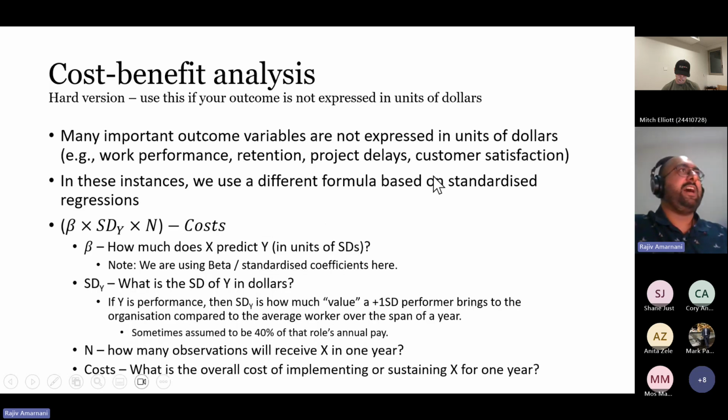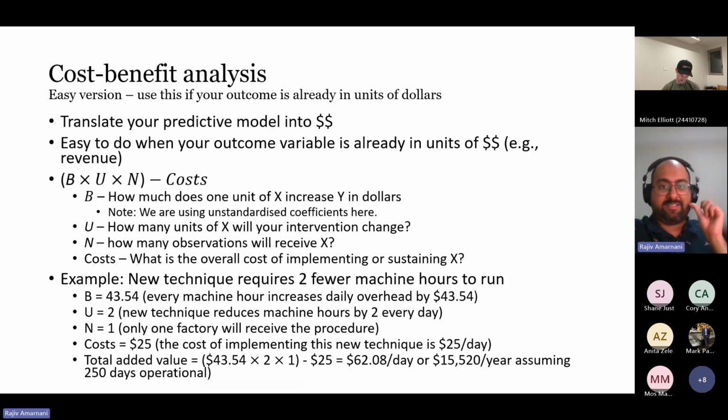Now, not every outcome variable is in units of dollars. Oh, sorry. Corey had a question. Corey, go ahead. Like you said, it's easier to work with this because your units of measurement are all in dollars, correct? Your outcome specifically. If your outcome is in units of dollars, overhead, revenue, debt, anything that's in dollars, this is easier. So if you were working on a study, and you get your units of measurement to some sort of rate of units per dollar, that would be the easiest, right? And then you don't have to use this.